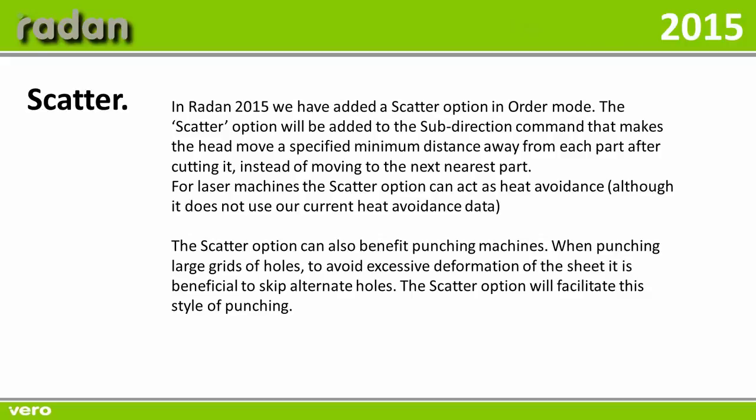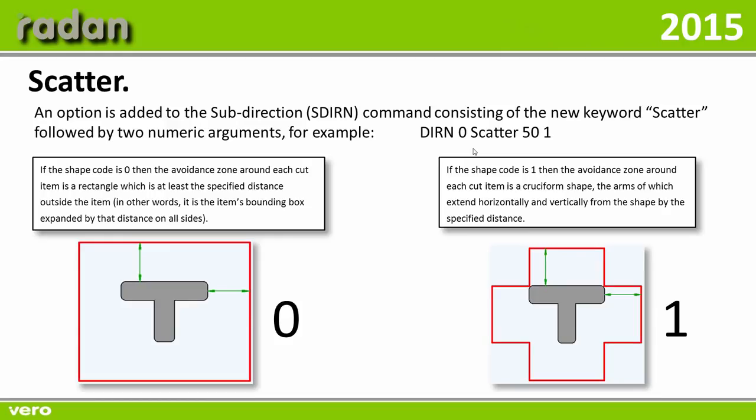When punching large grids of holes to avoid excessive deformation of the sheet, it is beneficial to skip alternate holes. The scatter option will facilitate this style of punching. An option is added to the subdirection command, consisting of a new keyword scatter followed by two numeric arguments. And here we can see an example of that. We have the scatter command followed by the amount of movement required and then followed by the shape code.